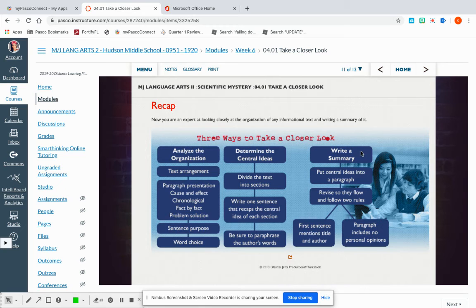Okay. So remember to write a summary. You're going to put your central ideas into a paragraph. You're going to paraphrase, put it in your own words. First sentence should mention the title and the author. No personal opinions.